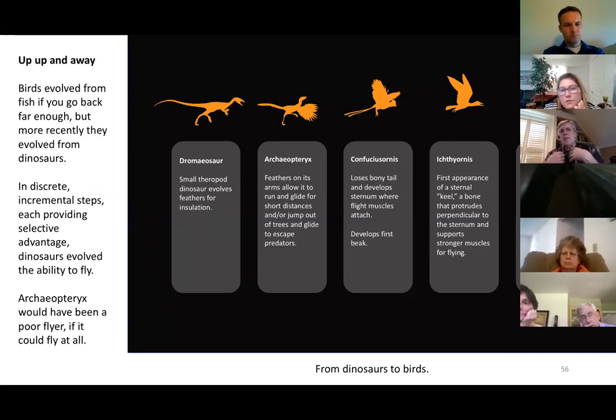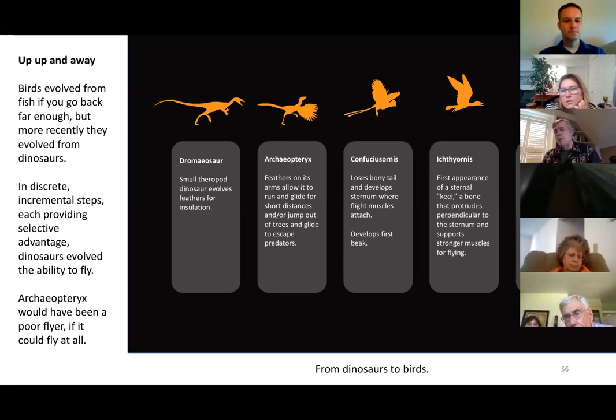So it wasn't until Confuciusornis, which is 50 million years later, that we see the sternum develop, where flight muscles attach. The sternum is that bone in your chest, where flight muscles can attach to power the downstroke necessary for controlled and sustained flight. Confuciusornis also developed the first beak. In Ichthyornis, we see the first appearance of the sternal keel, which is a perpendicular bone to the sternum, which allows for really serious muscles to be attached and supported by the skeletal system. We don't have that. Only birds have that.